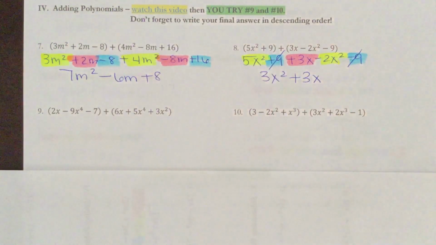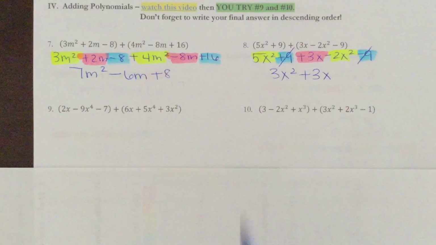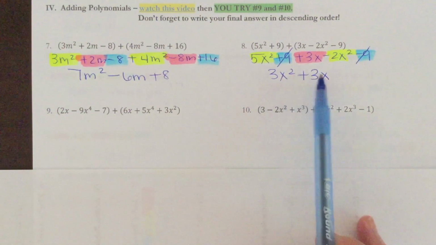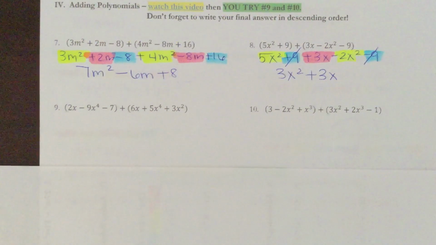And before we move on, we double check that we are in descending order. My powers go down from x squared down to x to the first. So we are done. You try number 9 and number 10.